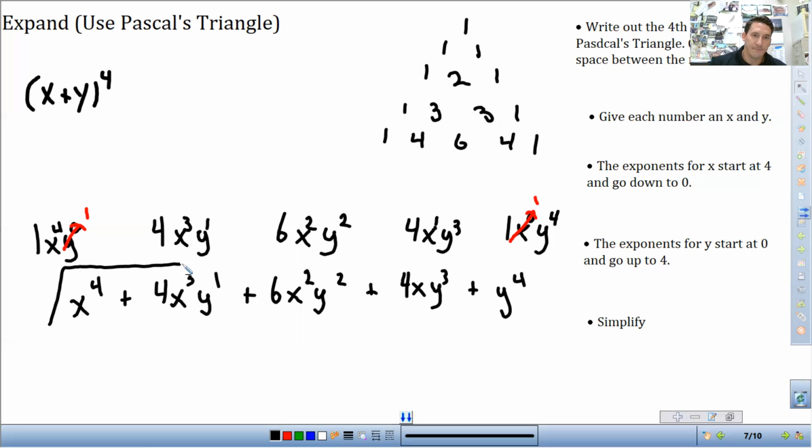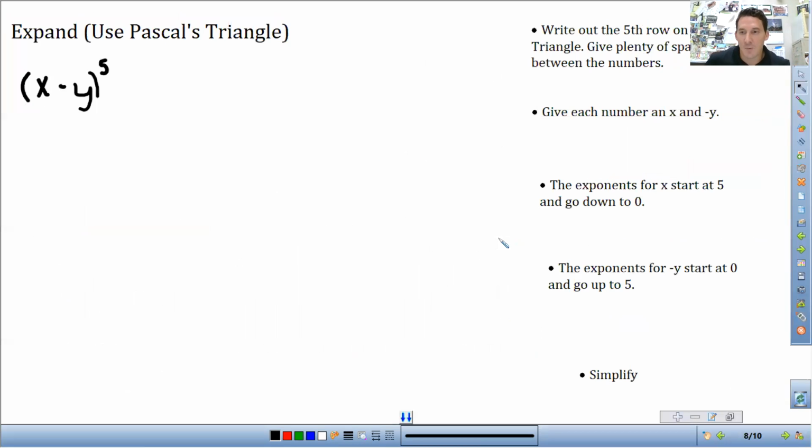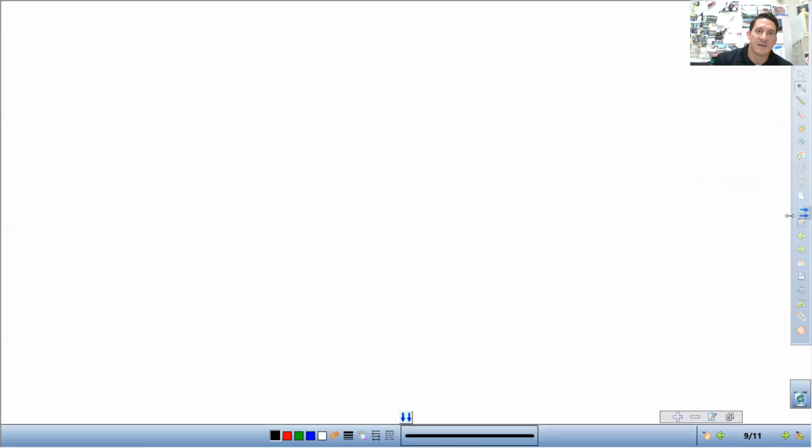And we are done. So instead of multiplying everything out, we just use Pascal's triangle to figure out the coefficients and then follow the pattern of increasing and decreasing exponents on each of the variables. So let's do a bigger example this time with a negative. All right, so we're going to do the fifth row. So I'm going to do a different slide here so we can see the fifth row.